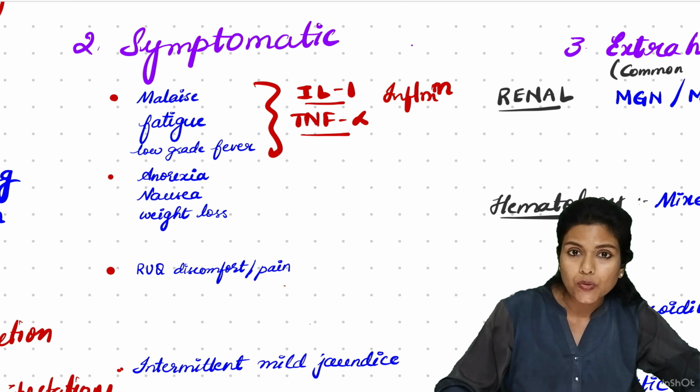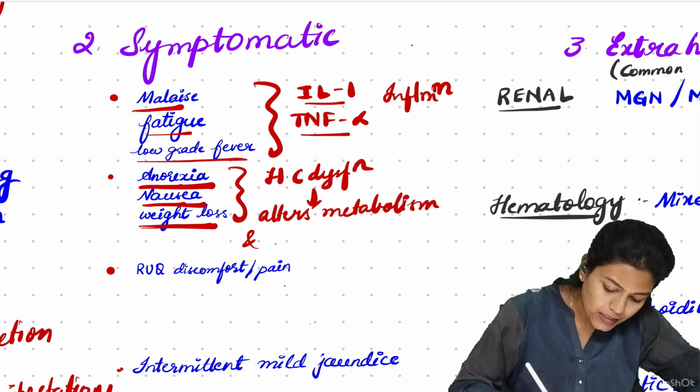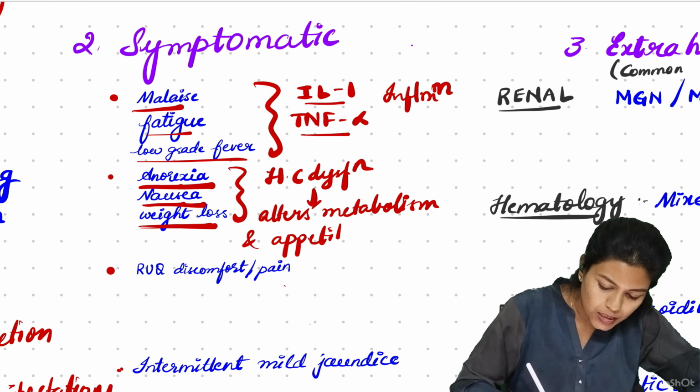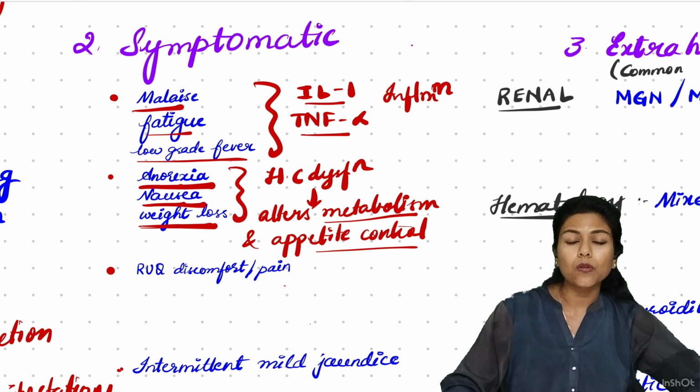Later, anorexia, nausea, and weight loss develop. Anorexia means loss of appetite, and there is nausea and weight loss because of loss of appetite. All these are attributed to hepatocellular dysfunction, which will alter the metabolism and appetite control. So, altered metabolism and appetite control will lead to anorexia, that is, loss of appetite, nausea, and weight loss.